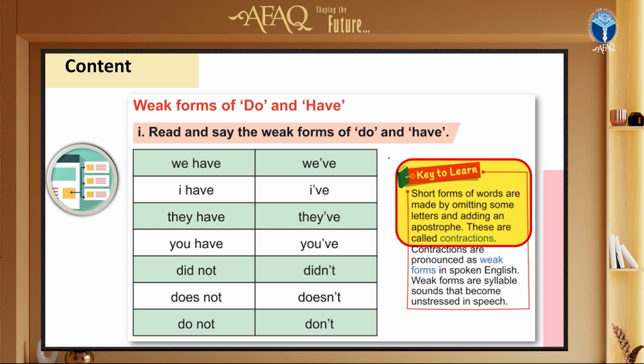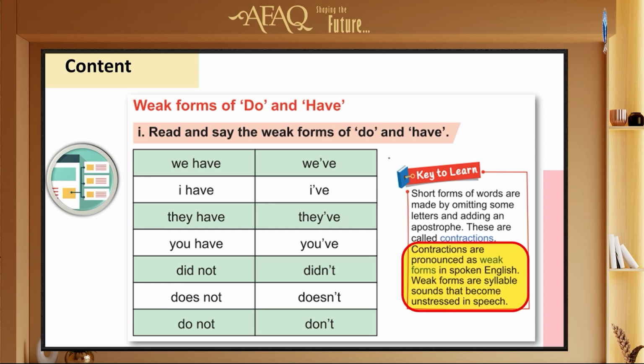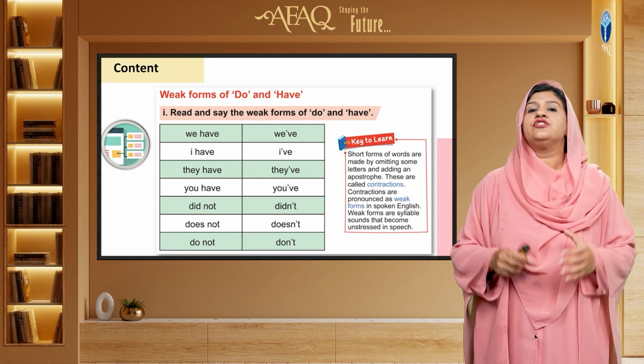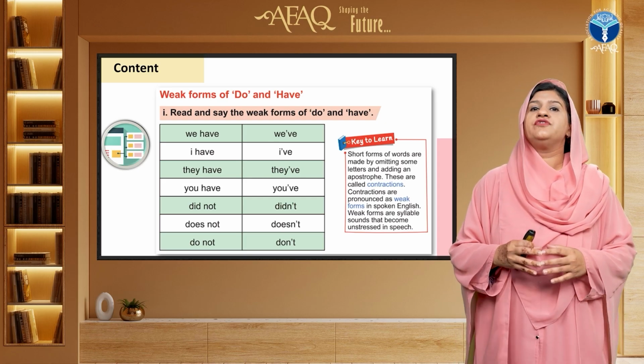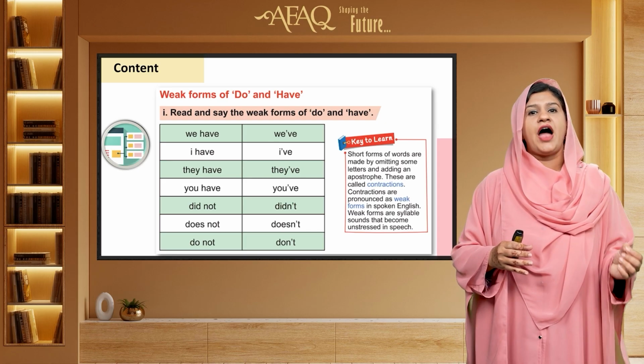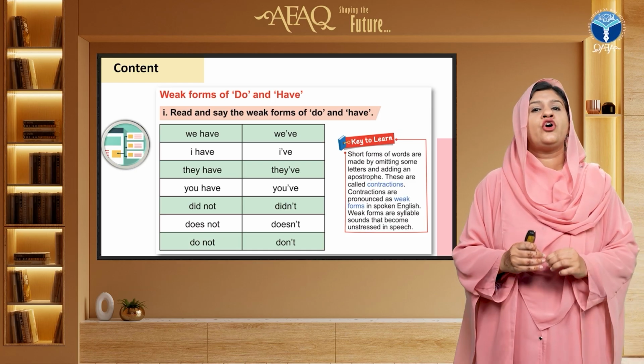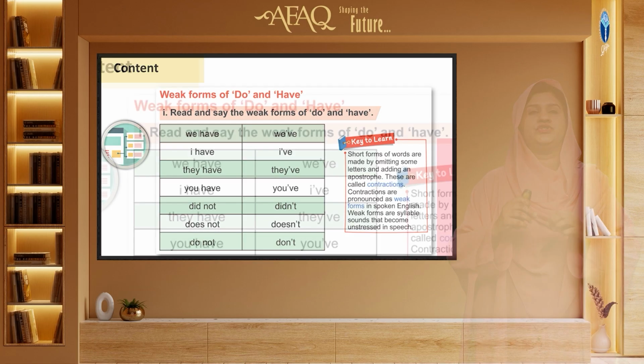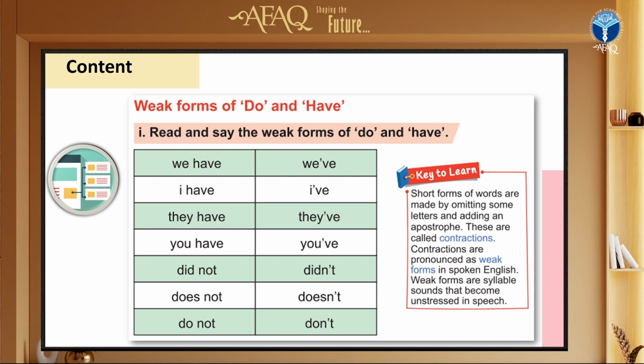Let's see how. These are called contractions. When we omit letters and we add an apostrophe, we make contractions. Contractions are pronounced as weak forms in spoken English. Weak forms are syllable sounds that become unstressed in speech. So these words are called weak forms because we have omitted some letters and added an apostrophe. So we are not going to stress on these words. Let's see some examples to make it more clear.